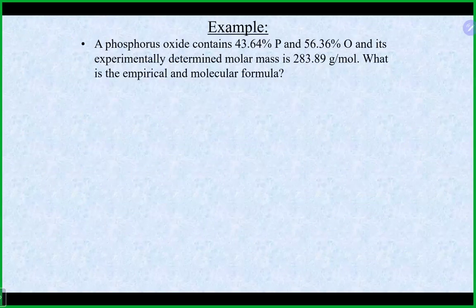Okay, we're going to continue on here. One more example. Let's do this one here. A phosphorus oxide contains 43.64% phosphorus and 56.36% oxygen. We're looking for the empirical and molecular formula. The molar mass is approximately 283.89 grams per mole. Phosphorus 30.97, oxygen 16. All right, so take a few moments there, calculate it up.